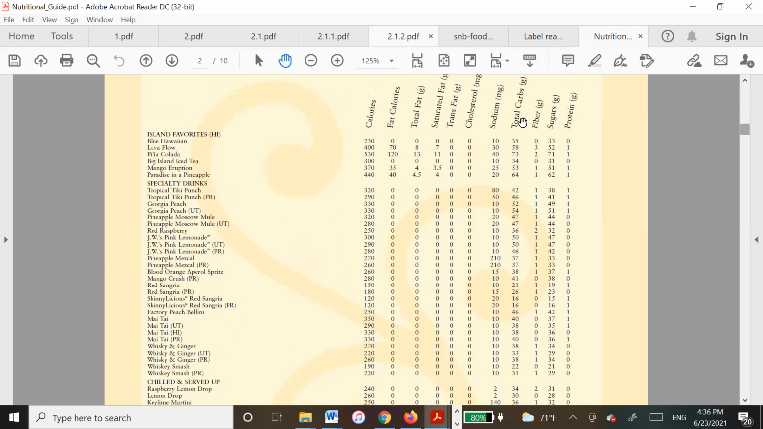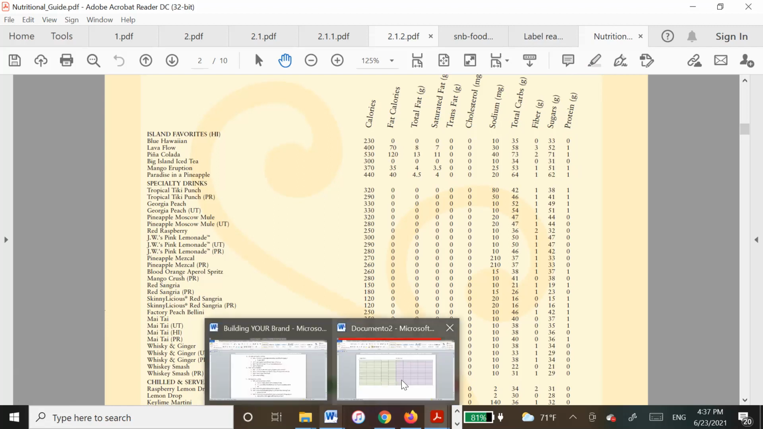So let's go ahead and in here, I can see that I'm given the calories, the calories coming from fat, the fat in grams, the cholesterol, sodium, total carbohydrates, and sugars and protein. So all of this information is going to become very, very valuable. So let's say we're going to go with the Mai Tai. So again, it's 290 calories.